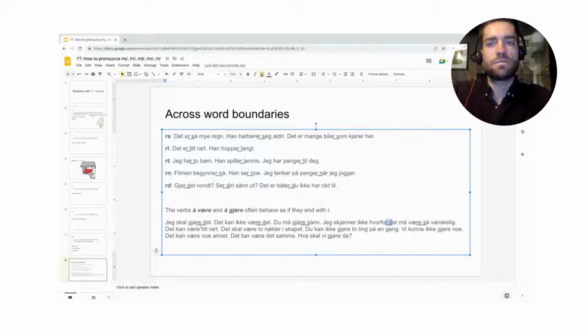Det kan være litt rart. So also in front of L, we get det kan være litt rart. Det skal være to nøkler i skapet. Here it's only one syllable være. Det skal være to nøkler i skapet. Du kan ikke gjøre to ting på en gang, og du kan ikke gjøre to ting. Gjøre to. Vi kunne ikke gjøre noe.